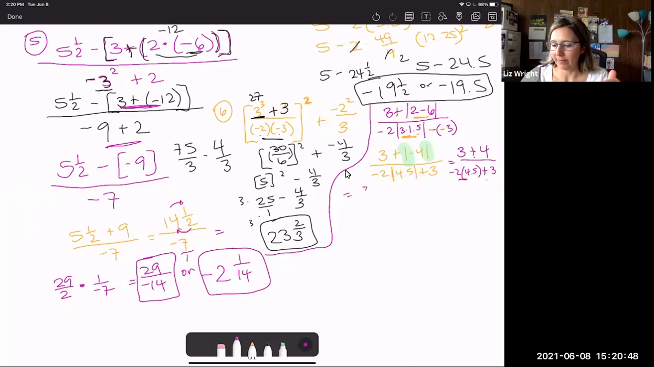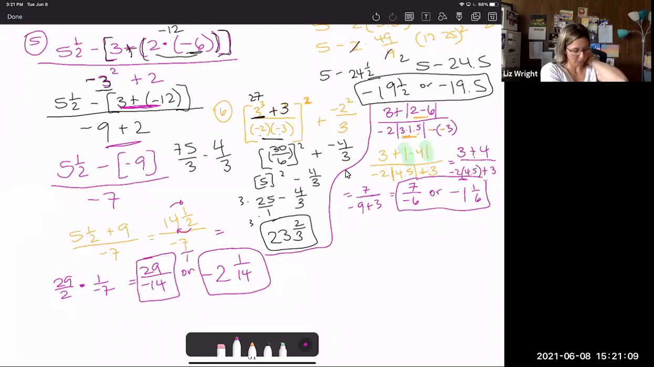So we've got 7 in the numerator. 2 times, then it's going to be -2. -2 times 4.5 is going to give us -9 plus 3. So then we get 7 over -6, or -1 1/6. Ta-da! Okay. Last one, last example.